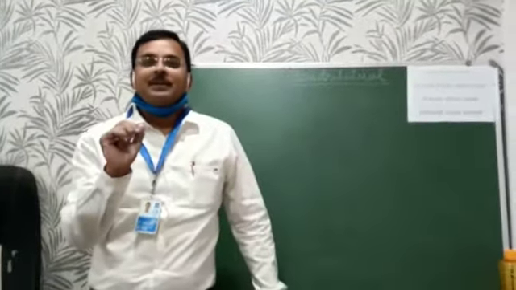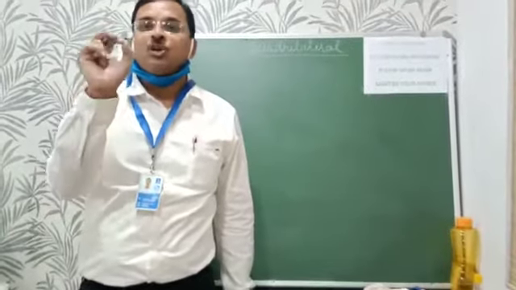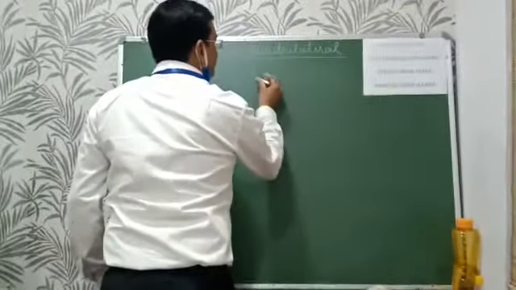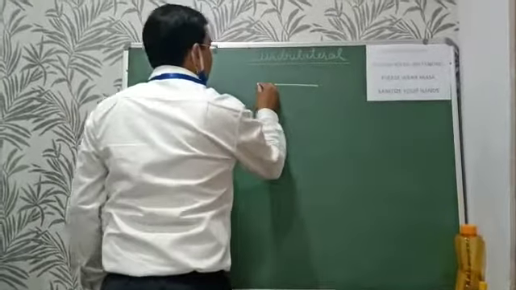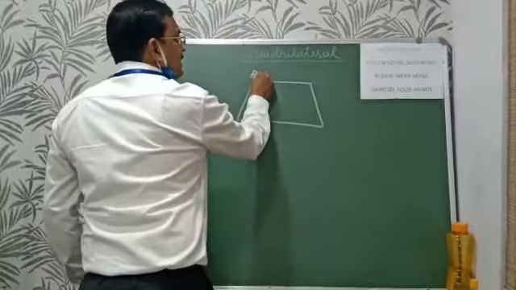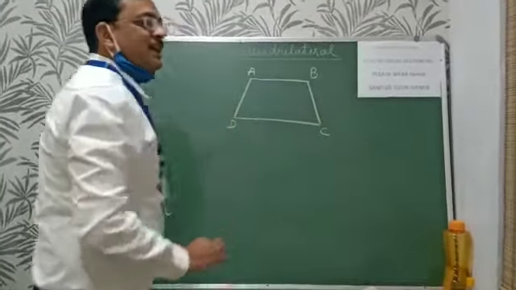Now come to the point. What is a quadrilateral? A figure having 4 line segments is called a quadrilateral. I am drawing the diagram here. Here ABCD is a quadrilateral.